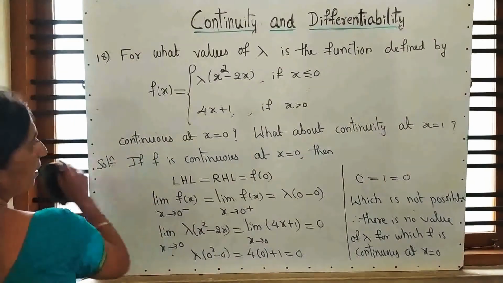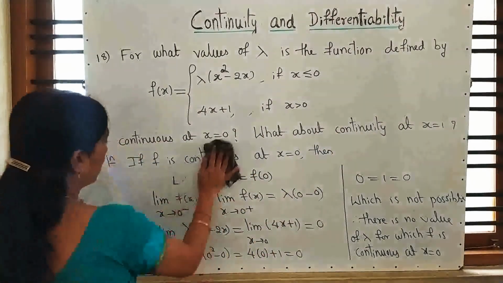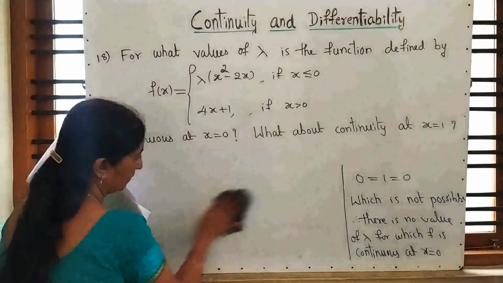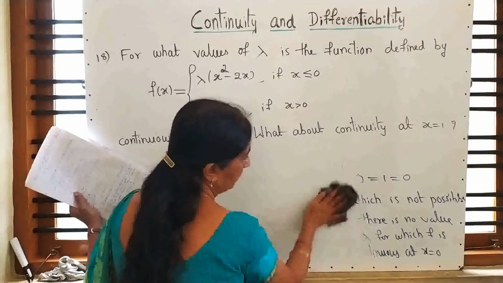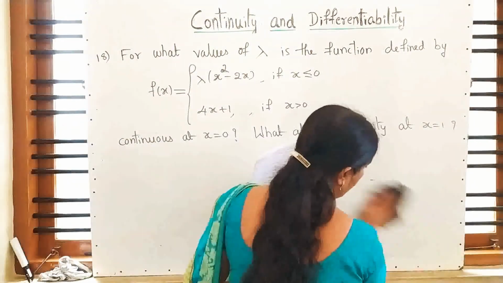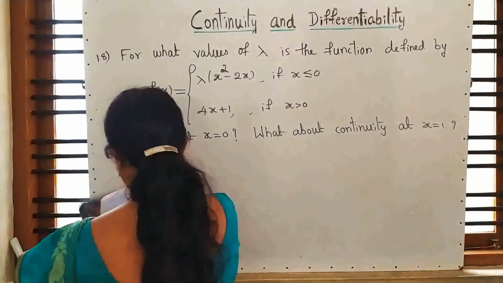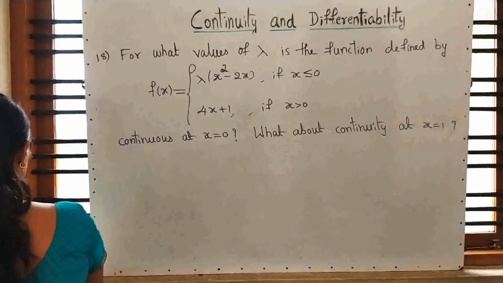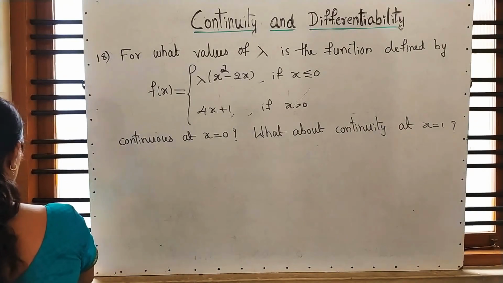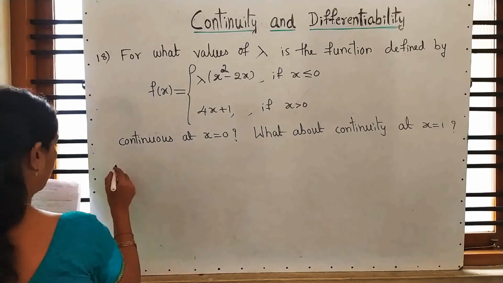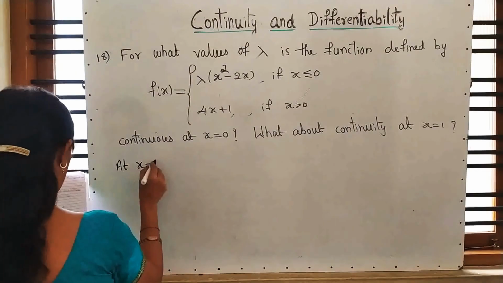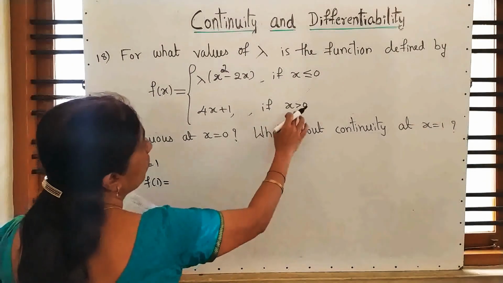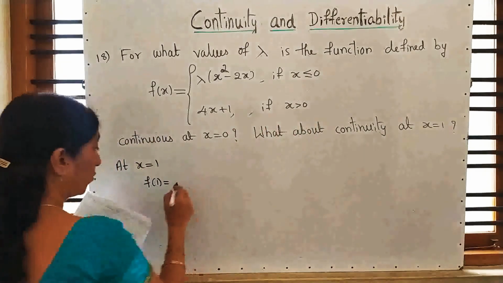And one more question is there. What about continuity at x is equal to 1? See, now we have to move to x is equal to 1. At x is equal to 1, what is f of 1? Which function are you selecting? X is equal to 1 means obviously it is greater than 0. Correct or what?